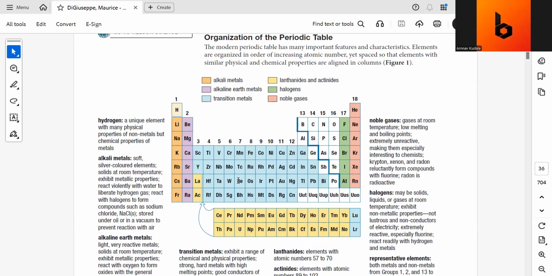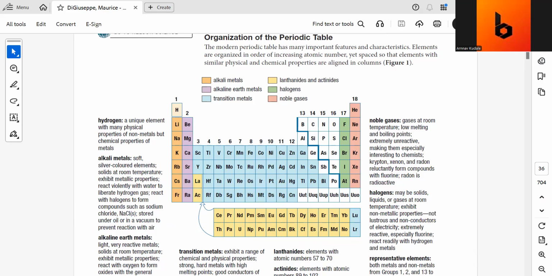Another important part that you should know is periods. One, two, three, 4, 5, 6, and 7. So there are 18 groups and 7 periods, or 18 columns and 7 rows. And there are 2 rows at the bottom of the periodic table, which are lanthanides and actinides. Any doubt till here? No. All good.